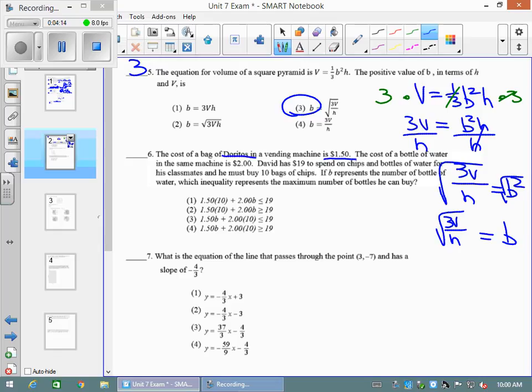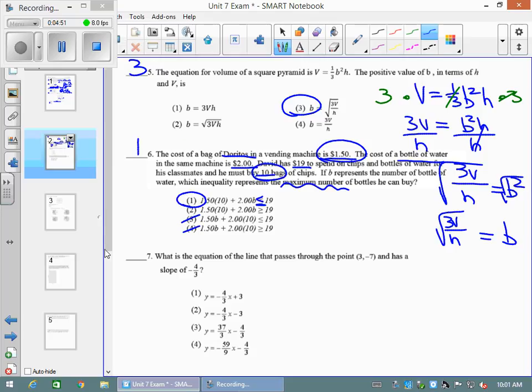Then a bottle of water costs $2. So David has $19 to spend, and he buys 10 bags of chips. That means he buys 10 bags of Doritos, so the Doritos amount should be multiplied by $1.50. So when I'm looking at my choices, I can immediately eliminate choices 3 and 4 because the wrong value, the bottle of water value, is being multiplied by the 10. Okay. Now I have to use the fact that I know that maximum means that amount or less. So this is the inequality sign that means maximum, so question 6 should have been choice 1.